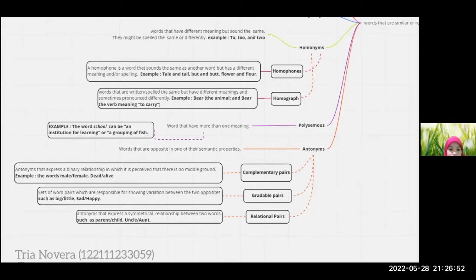And the last one, relational pairs. Relational pairs are antonyms that express a symmetrical relationship between two words. For example, parent and child, uncle and aunt, and maybe doctor and patient.